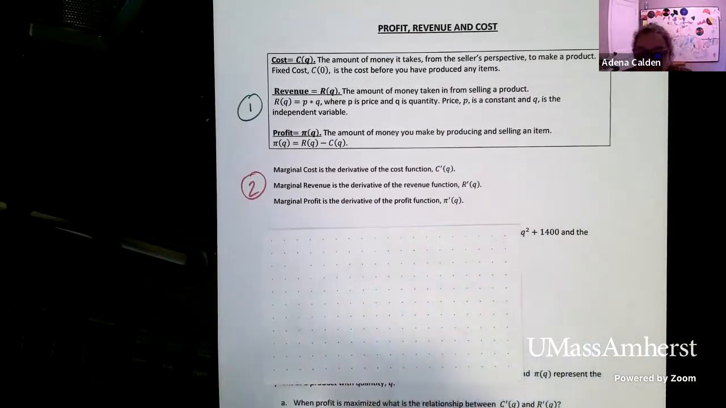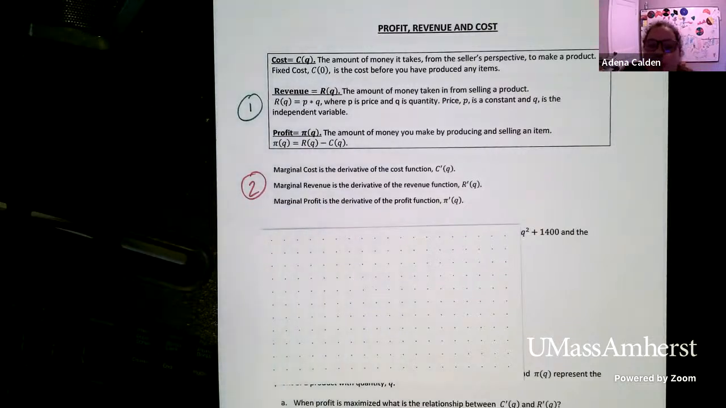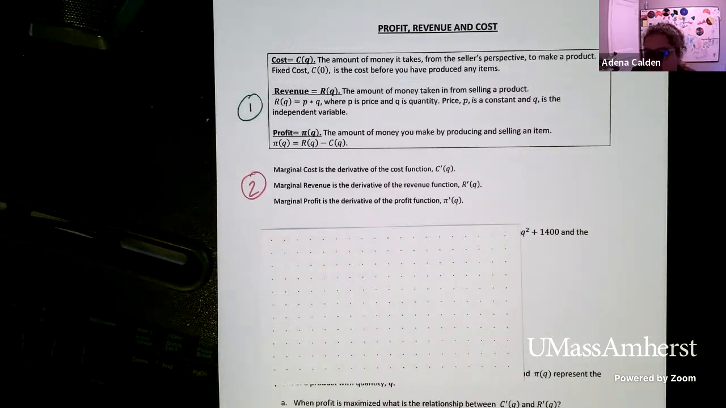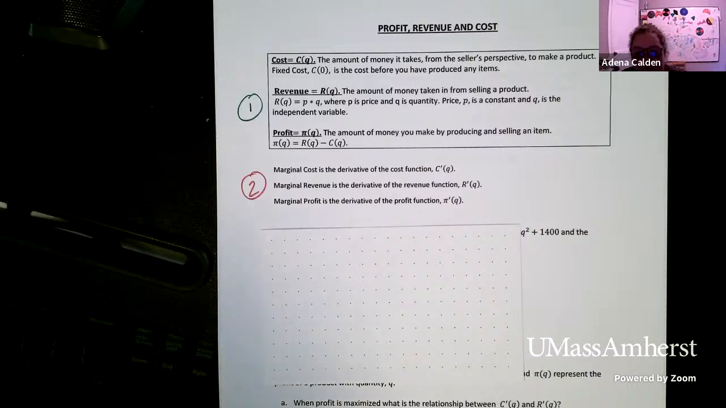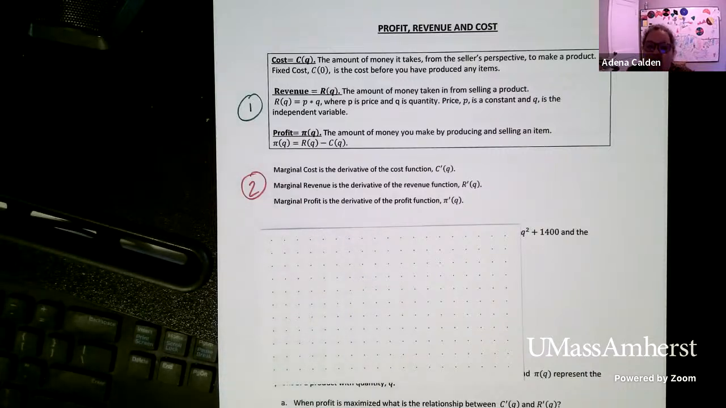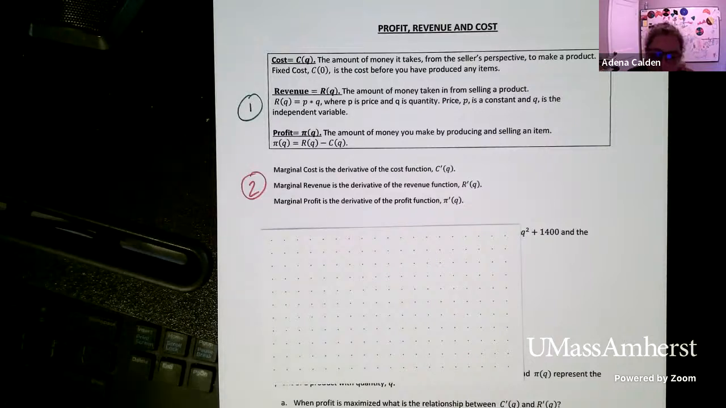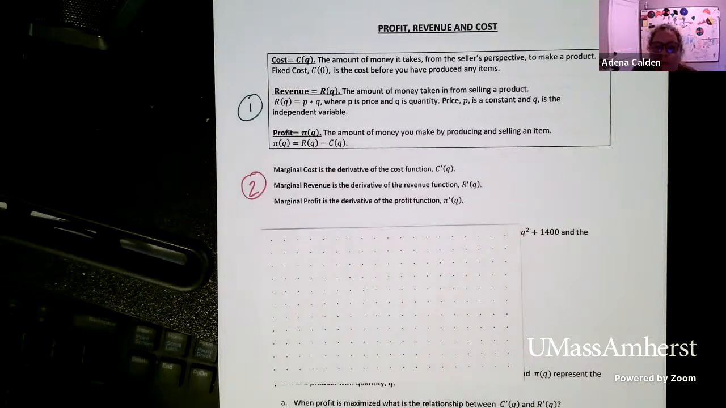So just as a reminder, our cost function, we use C of Q, and that is from a producer or seller's perspective. So it's the amount of money it takes to produce your product, so to make it. So how much does it cost you to make your product? Within that, we have something called fixed cost, which is the cost to produce 0 quantity. And so that's the cost before you've made any items. So this will commonly include things like if you bought a machine or a building, but you haven't actually made anything yet, those are sort of upfront costs, which we call fixed costs.